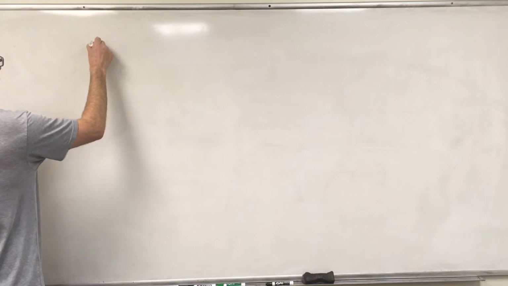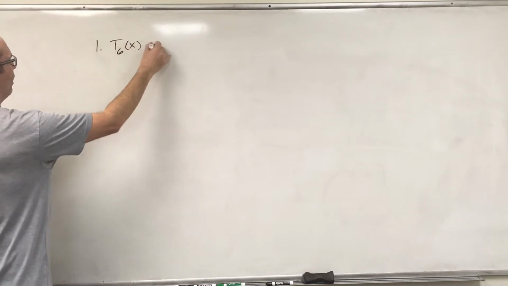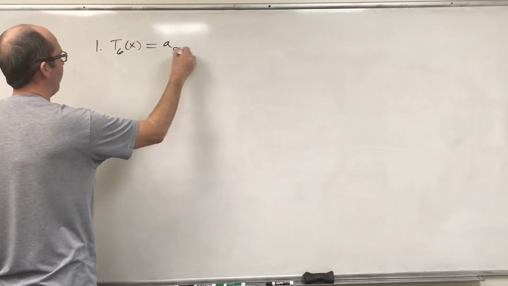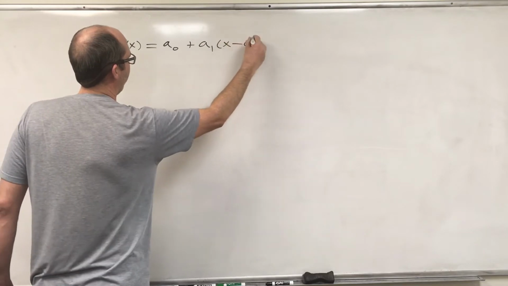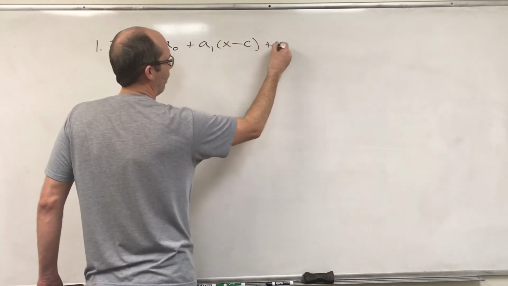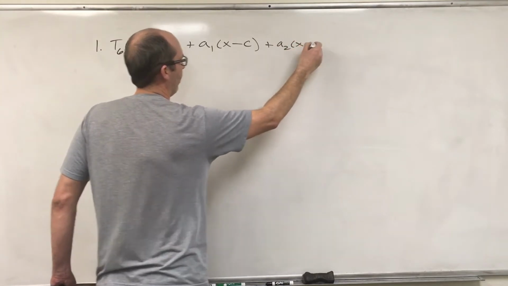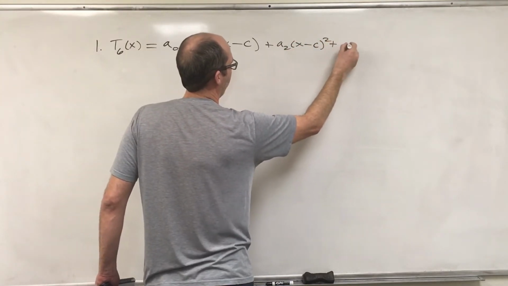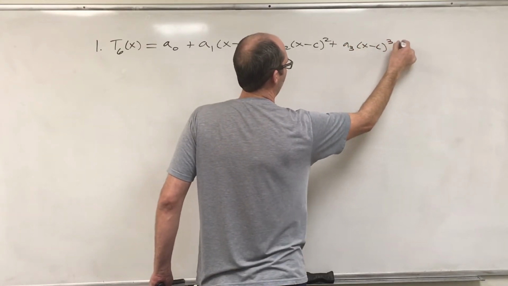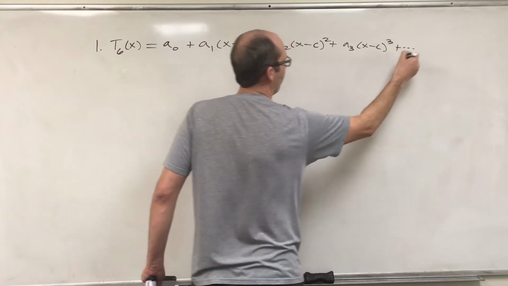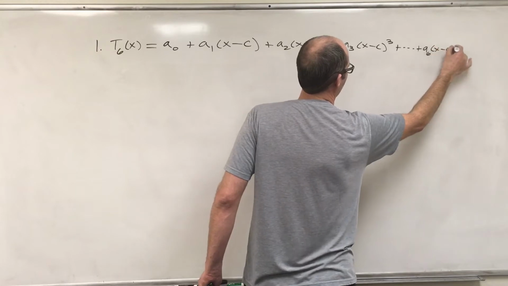So the standard form of T6 of x: you've got A0 plus A1 times (x minus c) plus A2 times (x minus c) squared plus A3 times (x minus c) cubed. We're going to keep doing that until we get all the way out to A6 times (x minus c) to the 6th.